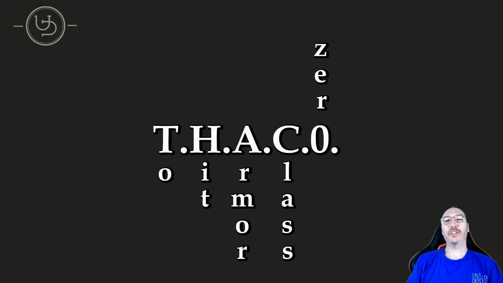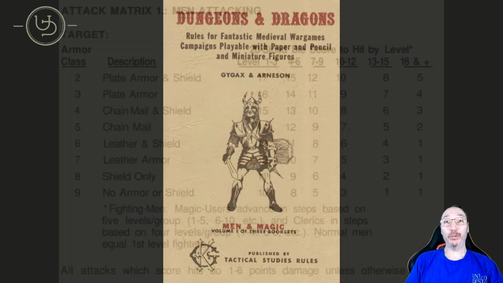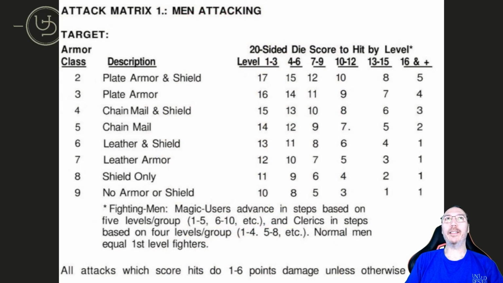Or would it surprise you to know that THAC0 as a term didn't even exist when original D&D first launched? Within the rule set, you would find attack matrices. This matrix was designed to give you an idea of what you needed to roll, given your level, to hit various armor classes. The armor classes defined what armor you were wearing, from leather to chain to plate, and then incorporated a shield or no shield.